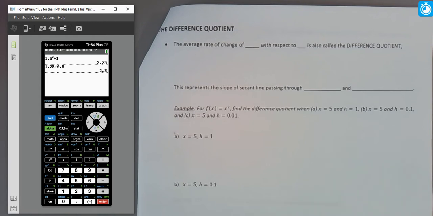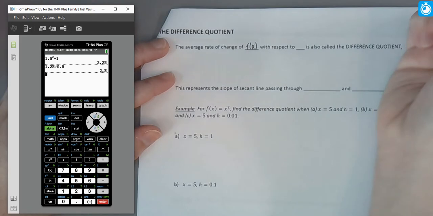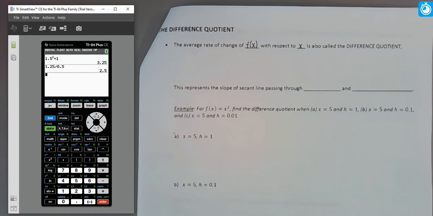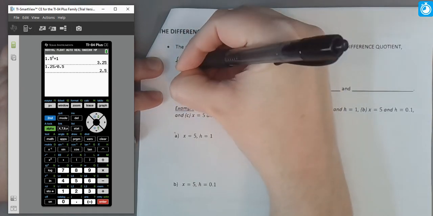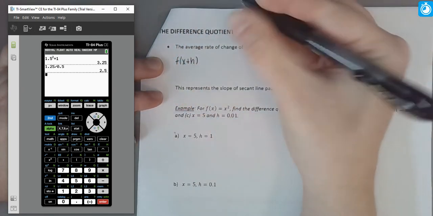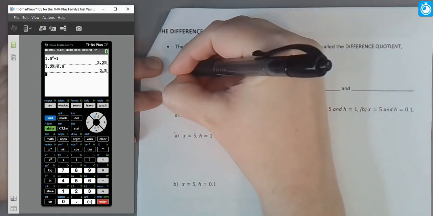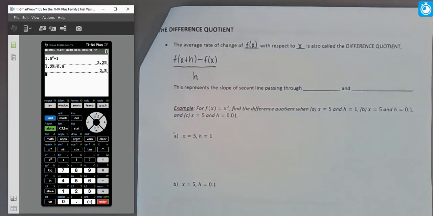So the difference quotient is defined as follows. So the average rate of change of our function, f of x, with respect to x, which is another way of saying the rate of change of y with respect to x, is also called the difference quotient. And the difference quotient is this expression. It's defined as f of x plus h minus f of x divided by h.